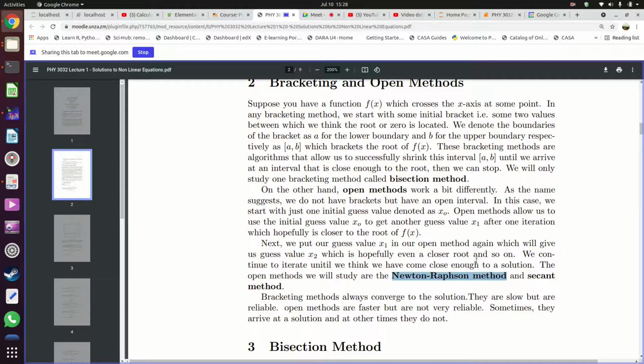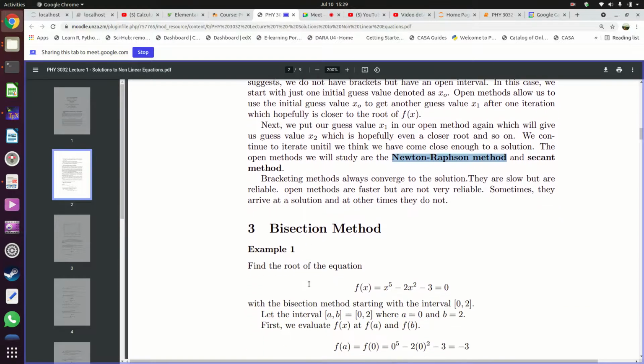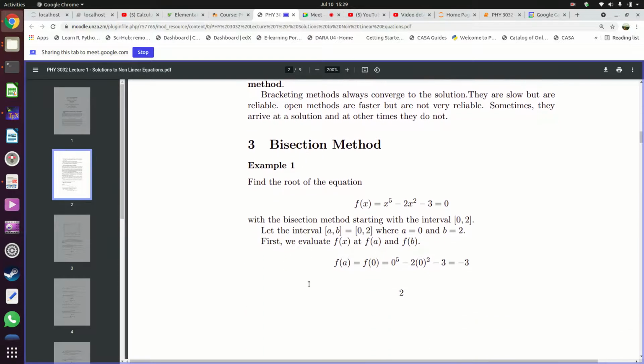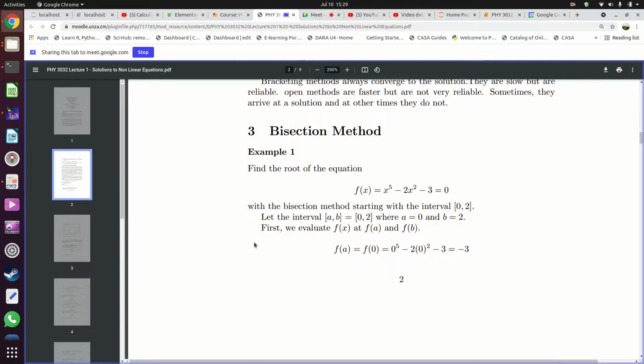The open methods are faster, but sometimes you don't get the answer. Sometimes whatever it is you have chosen takes you closer to the answer, or sometimes it doesn't take you closer to the answer. So you have to choose your things a bit more properly. So let's start with bisection. So here we have a nonlinear equation of the form.